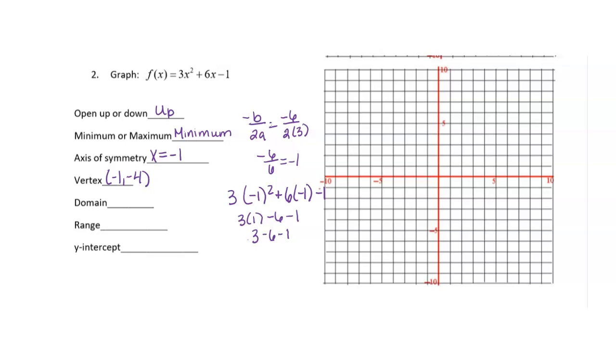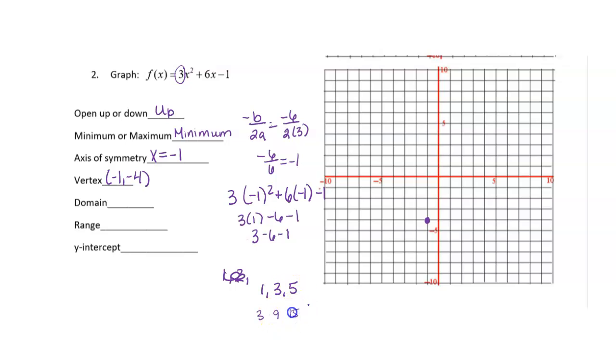Let's plot that. Negative 1, negative 4. I'm going to use that same 1, 3, 5 pattern. But this time I have a leading coefficient of 3. So I'm going to multiply that pattern by a factor of 3. So now 3 times 1 is 3. 3 times 3 is 9. 3 times 5 is 15.